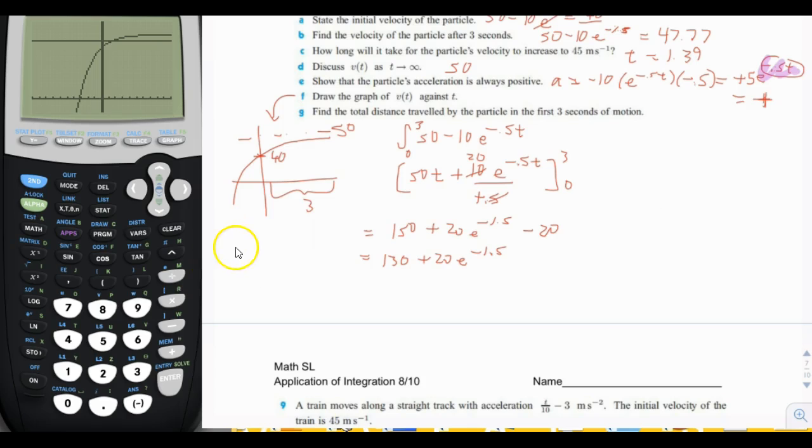So we could find that with the calculator. We could just put 20 times e to the negative 1.5 plus 130, which would be 134.46. Okay, that's it.